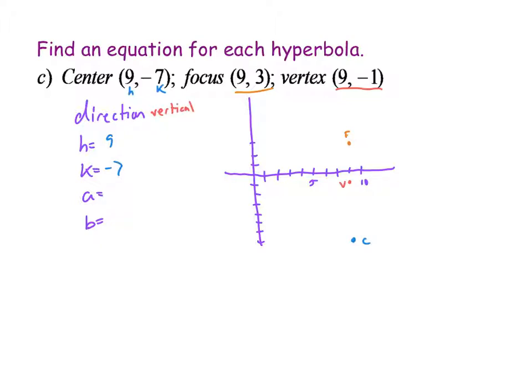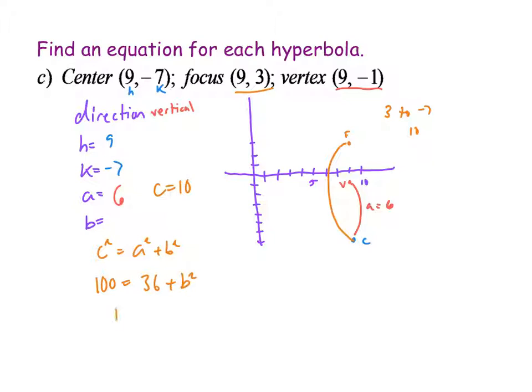Now we should be able to find A, since we can see the distance between these two points. From -1 to -7 is 6. They're not telling us B, but they're giving us C in a way. We should be able to figure out how far it is from the focus to the center, and from 3 to -7, that's 10 units. So C is 10. If we know that C squared is equal to A squared plus B squared, so 10 squared, 100, equals A squared, which is 36, plus B squared. That means B squared is equal to 64 when we subtract 36. That means B is 8.